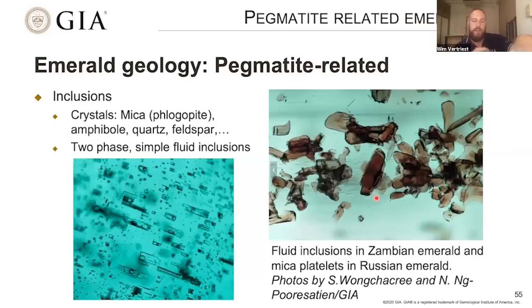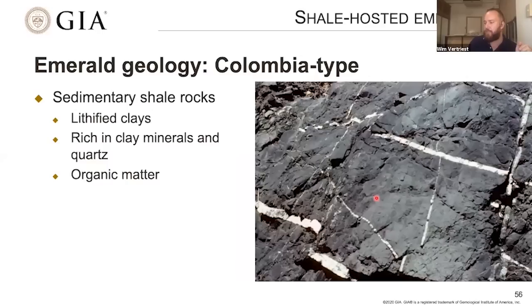And something else I want to note here is that we often see a lot of fluid inclusions in emeralds, but the fluid inclusions that we see in this type of environment are fairly simple. They have these rectangular shapes. There's just this single bubble in there, which indicates to us that there's no real complex fluid interactions going on. And I say this because the next type does have those complex fluid interactions.